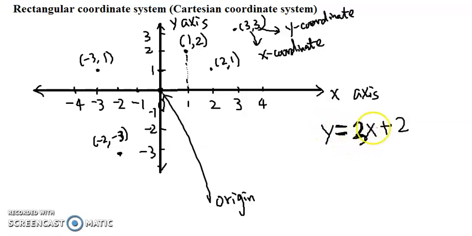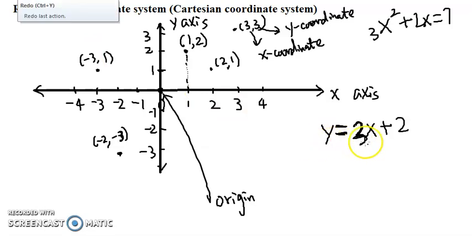But the difference from the previous equations we studied is that we have 2 variables. Previously we studied equations like 3x squared plus 2x equals 7. As you can see, in this equation we only have 1 variable x. That's the same x, although they have different exponents. But in this equation, we don't have x squared, and we have 2 variables.